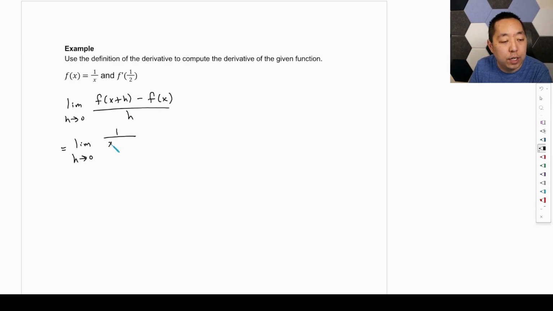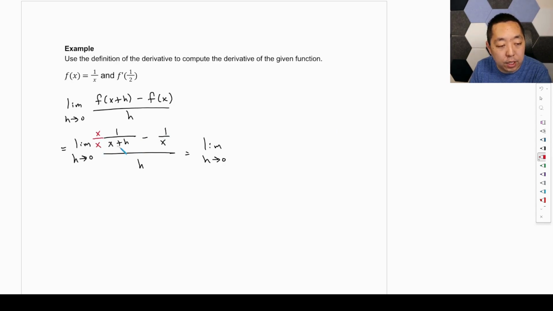So this would be 1 over x plus h, because plugging x plus h into here and then plugging x into there is just 1 over x, all over h. Now this one, you might say, I can't just FOIL it out or anything like that. Here, when you have fractions, we want to do a common denominator, right? So what would be the common denominator of these two?